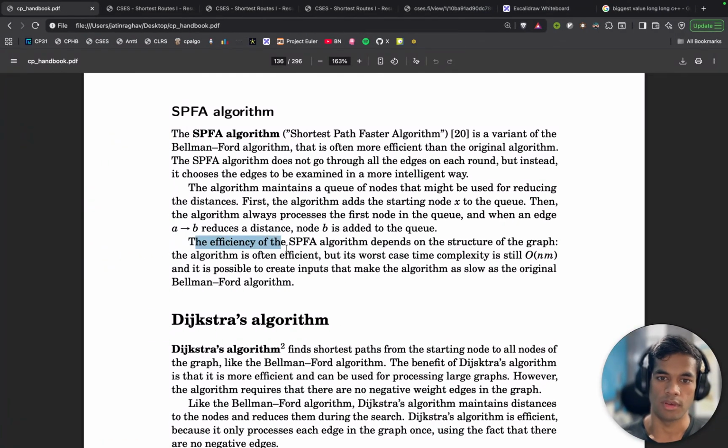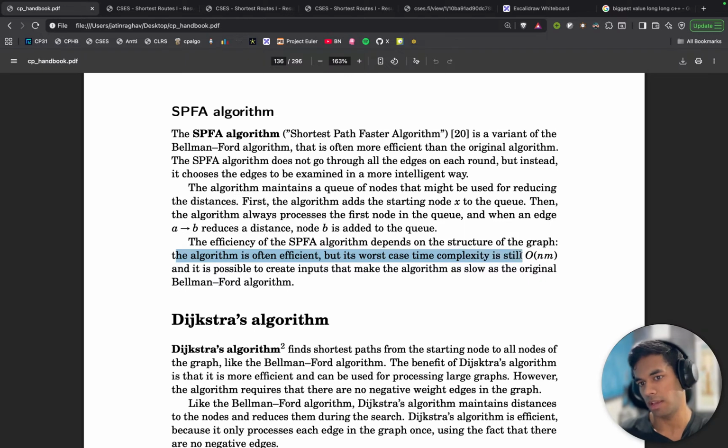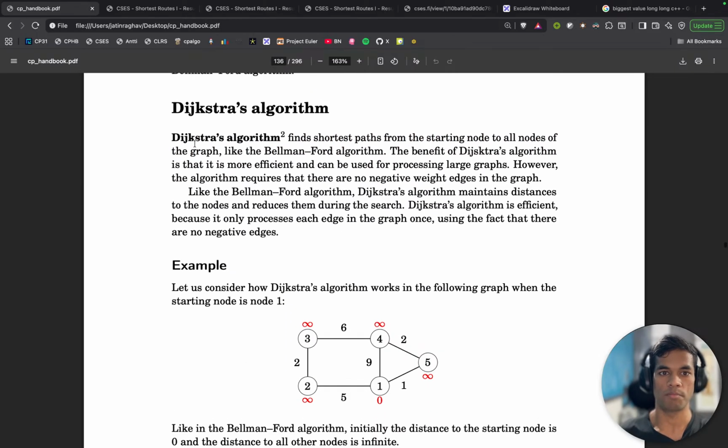The efficiency of the SPFA algorithm depends on the structure of the graph. The algorithm is often efficient, but its worst case time complexity is still O(nm), and it is possible to create inputs that make the algorithm as slow as the original Bellman-Ford algorithm. Yes, this is just BFS. Makes sense. And now on to Dijkstra.